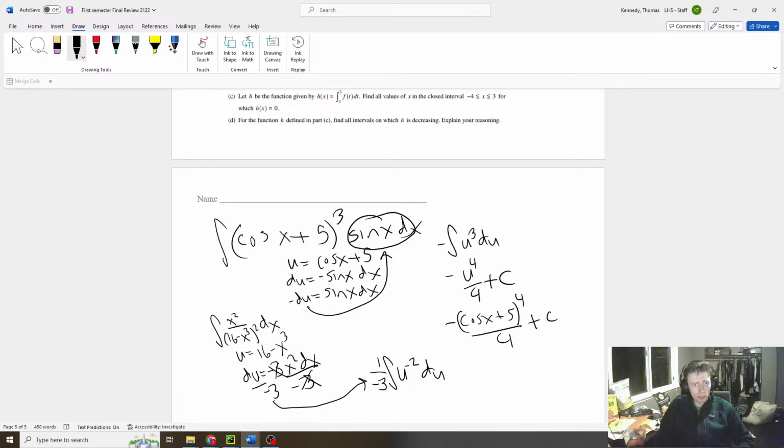And then you just integrate, so -1/3 times u to the -1 over -1 plus c. And the negatives cancel, so you get 1/3 times 1 over 16 minus x cubed plus c. So the answer would probably look something like 1 over 48 minus 3x cubed on a test.